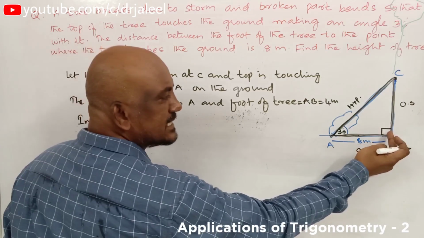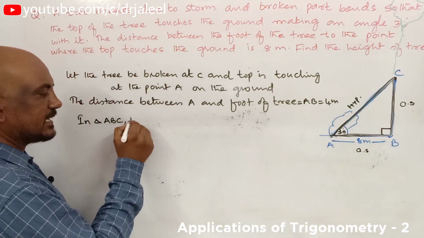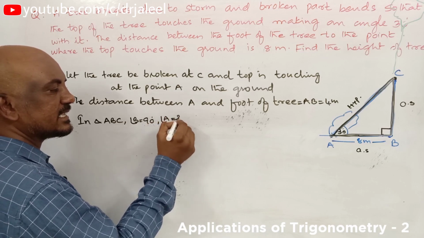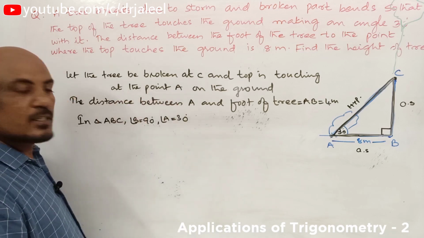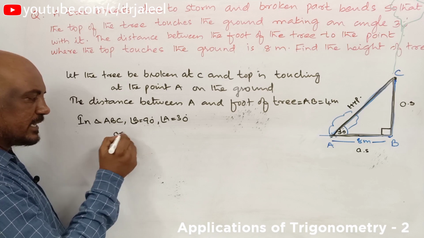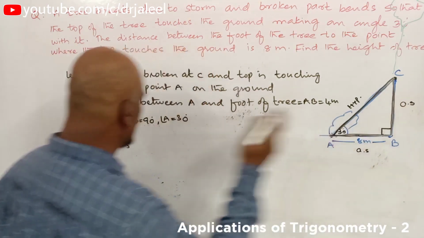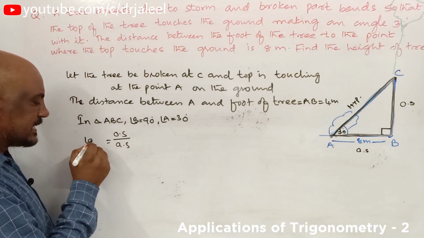ABC. What are the angles? B is 90 degrees and angle A is 30 degrees. Let us present it. So now what is the ratio we are talking about? We are talking about the ratio of opposite side and adjacent side. What is opposite side by adjacent side?